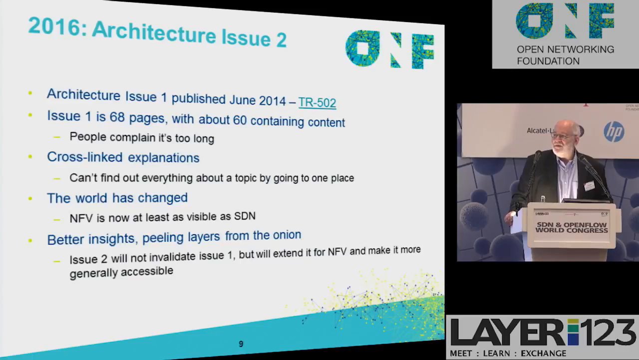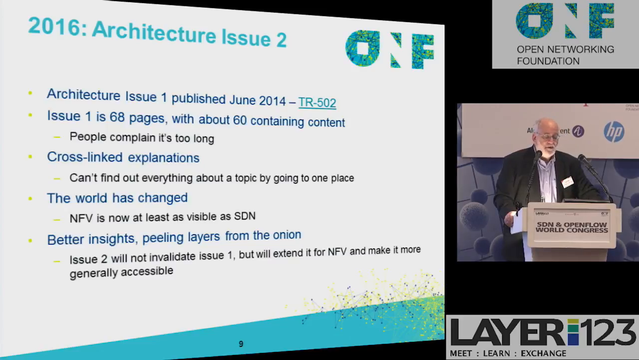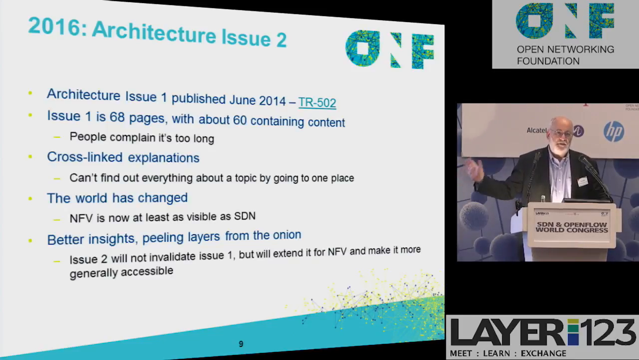So what we'd like to do is streamline it going forward to make it easier to follow. And you can't find out everything about a topic by going to one place, because there's a lot of cross-linkages within the document. So we'd like to clean up its organization that way as well. The world has changed. NFV now is every bit as visible and important as SDN, so we want to make sure that we have a lot of inclusion for NFV as a basic part of the SDN architecture.